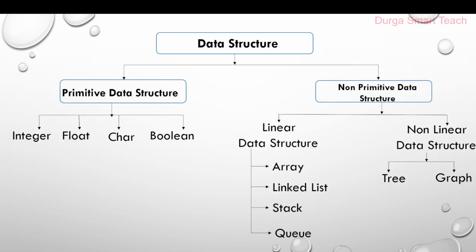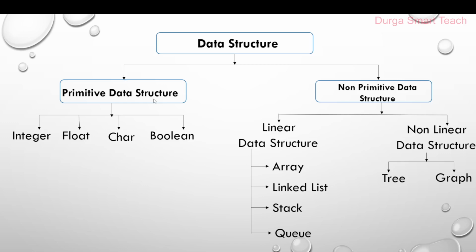So here is the classification of data structures. Data structure is divided into two types: one is primitive data structure and another one is non-primitive data structure. In primitive data structure, the further classifications are integer, float, char, boolean. Non-primitive data structure is again divided into two types, linear data structure and non-linear data structure. In linear data structure: arrays, linked list, stack, queue. In non-linear data structure: trees and graphs. So let's discuss one by one.